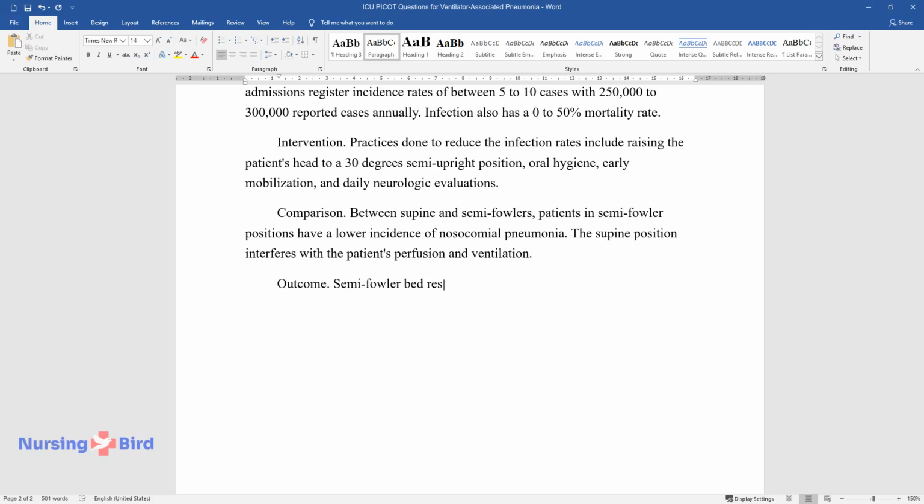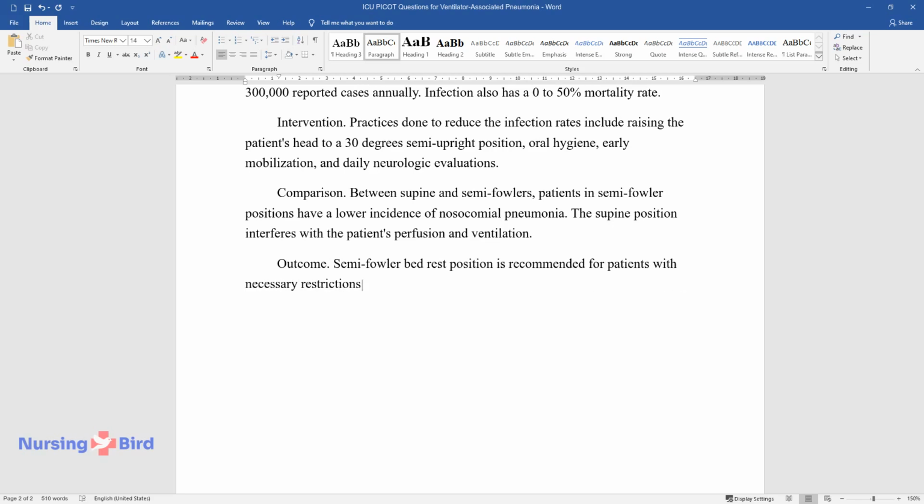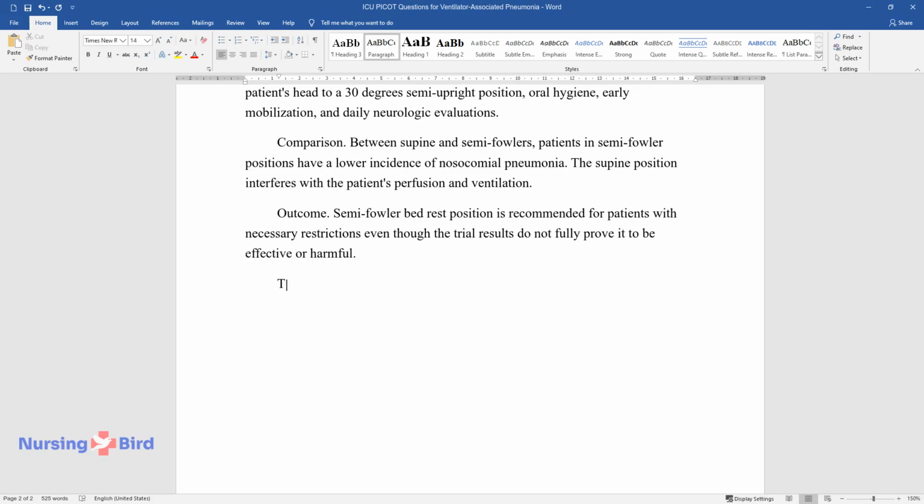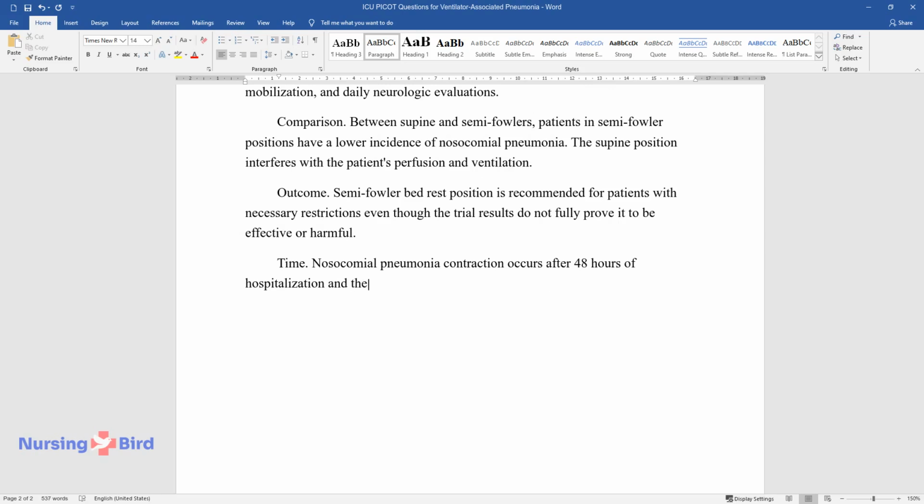Outcome. Semi-Fowler bed rest position is recommended for patients with necessary restrictions, even though the trial results do not fully prove it to be effective or harmful. Time. Nosocomial pneumonia contraction occurs after 48 hours of hospitalization, and the results of intervention practices used can be acquired after 24 hours.